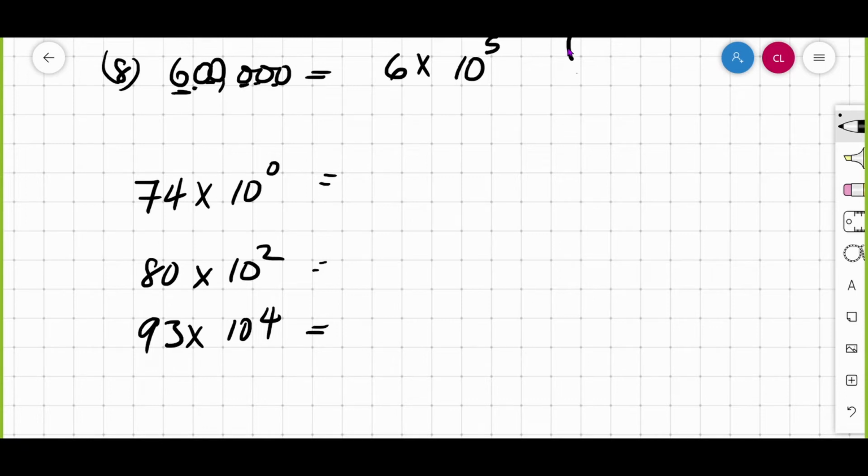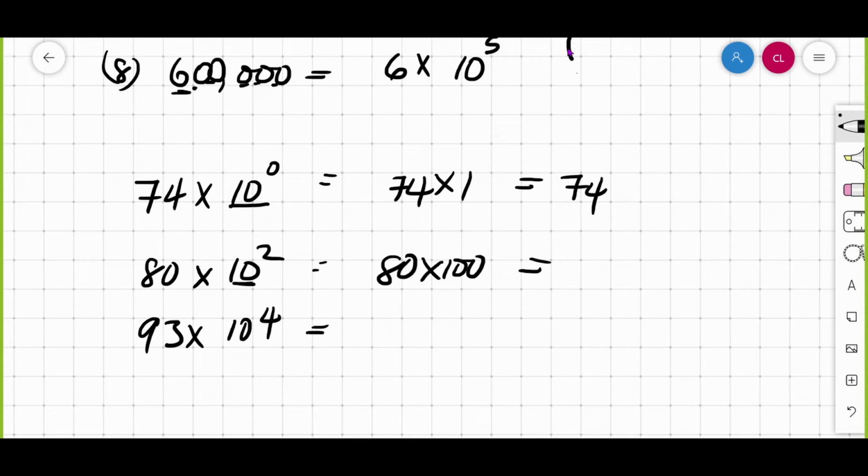Okay, so first of all, what is 10 to the 0 power? 1. So it would be 74 times 1, which is the same as what? 74. What about 80 times 10 squared? What's 10 squared? 100. So it's 80 times 100, which is the same as what? 800? No, look again. 8,000.